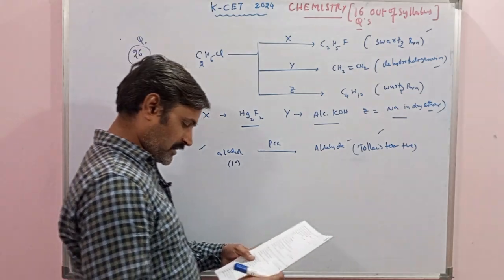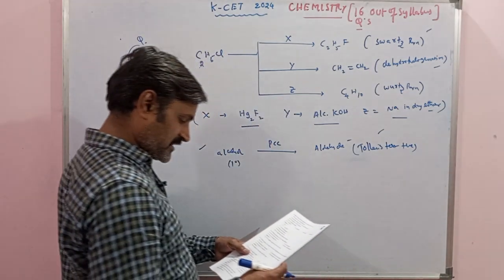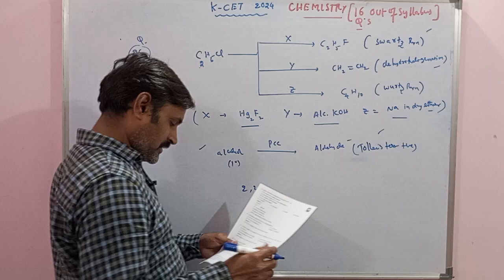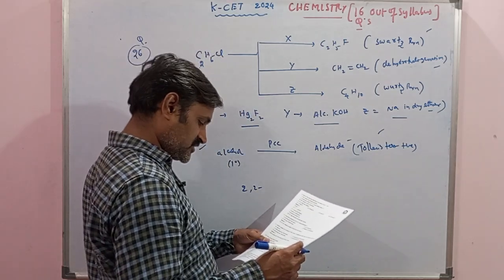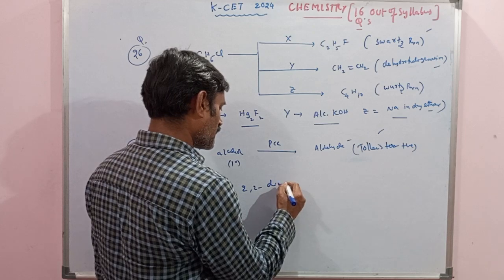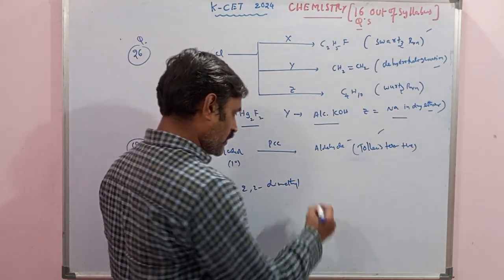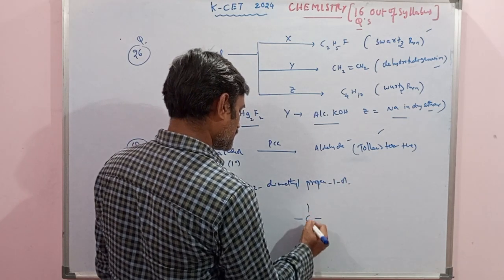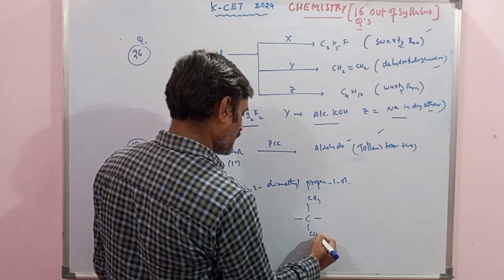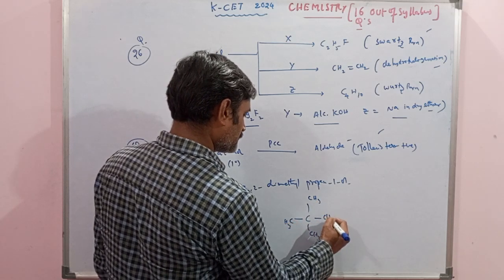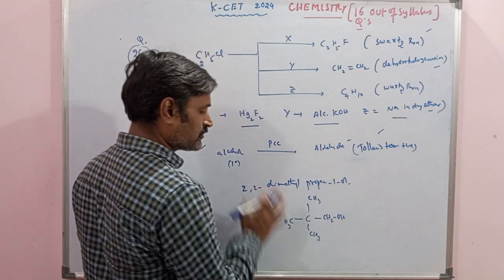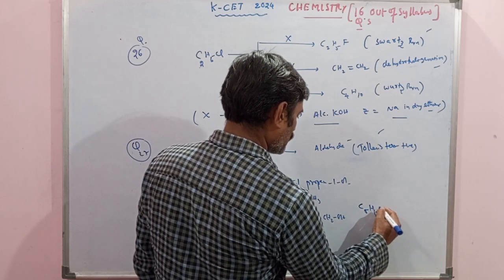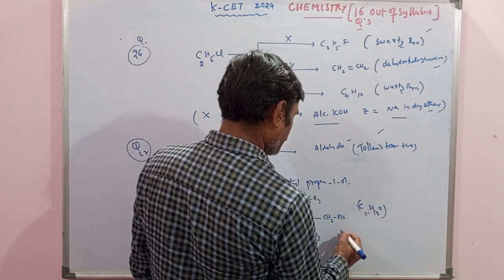Among the primary alcohols we have, one is 2,2-dimethylpropan-1-ol, which satisfies the condition. Its structure has CH3 here, CH3 here, and CH2OH here. There are 5 carbons and 12 hydrogens, so it is C5H12O, and that too it is a primary alcohol.